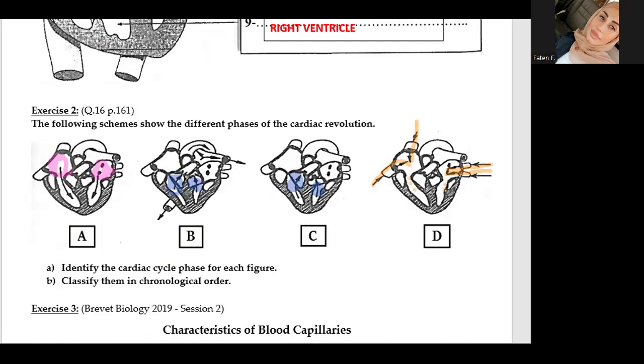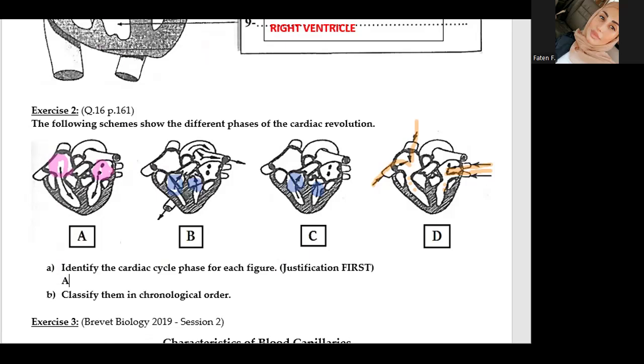Remember, when we want to describe and talk about the phases, I will need to see three things. First, the blood is flowing from where to where. Also, what are the valves that are open. Also, what are the valves that are closed. Okay. Identify, of course. You start with the justification first.